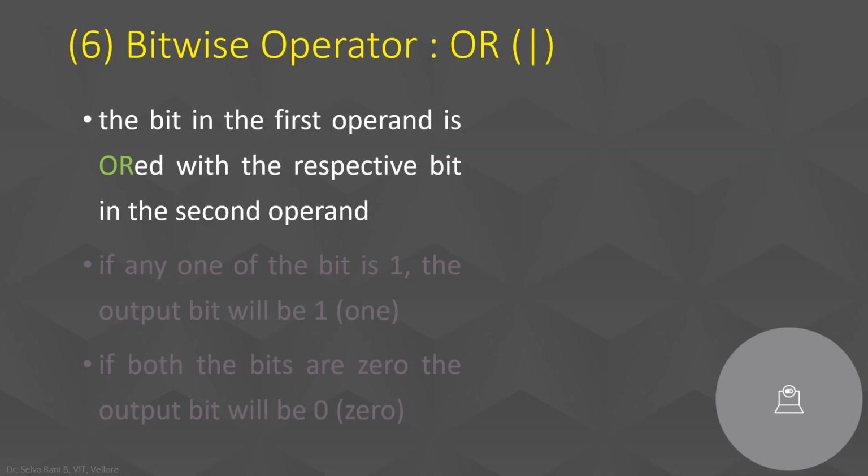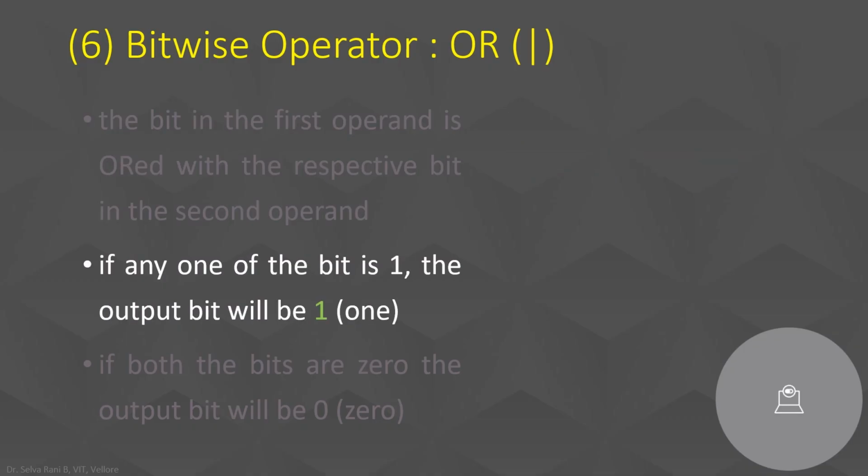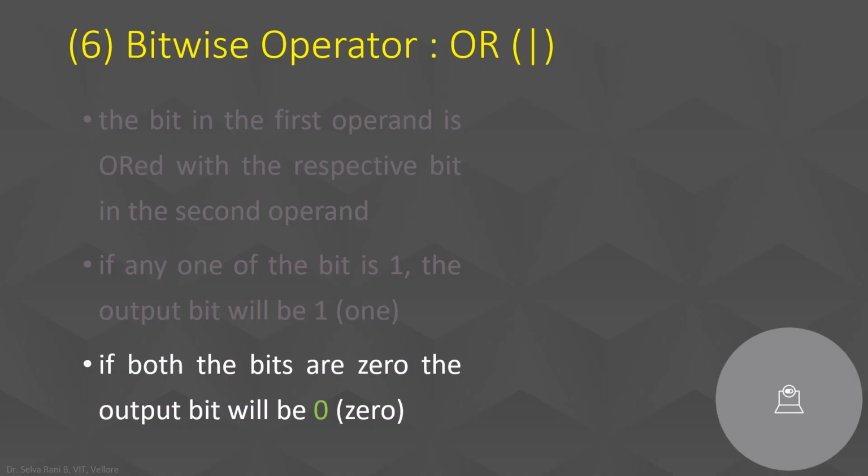Now let's take the bitwise operator OR. The bit in the first operand is ORed with the respective bit in the second operand, and it will proceed till the end. And the syntax is operand 1, pipeline symbol, operand 2. If any one of the bits is 1, the output will be 1. Otherwise, if both bits are 0, the output is going to be 0.